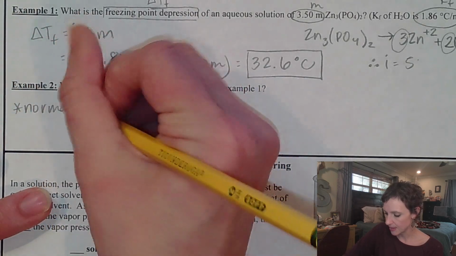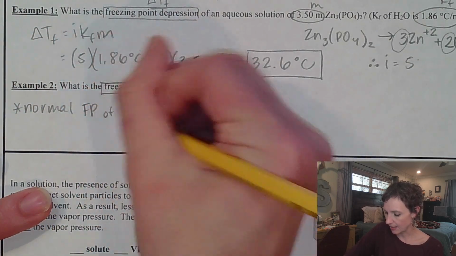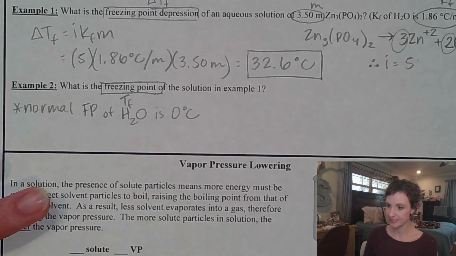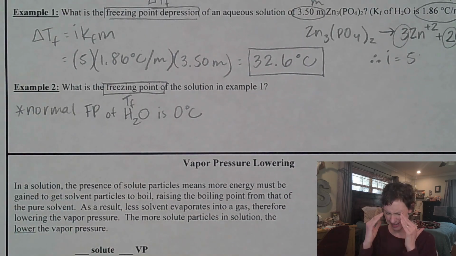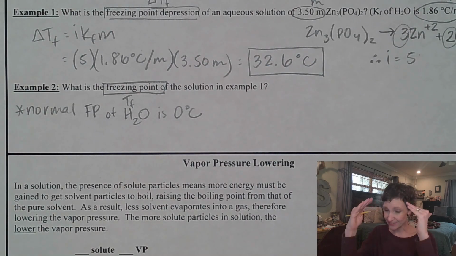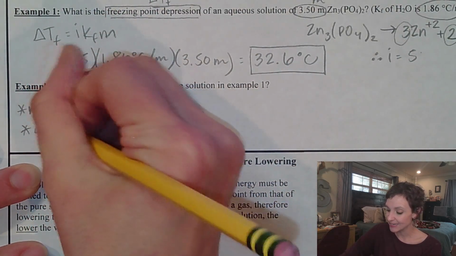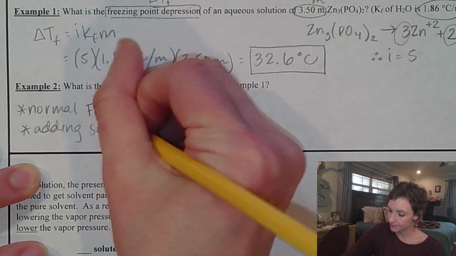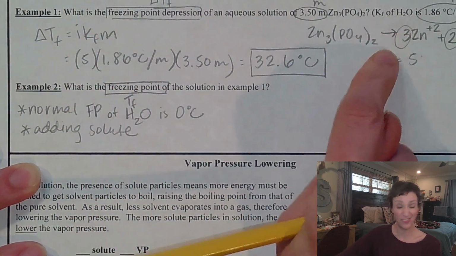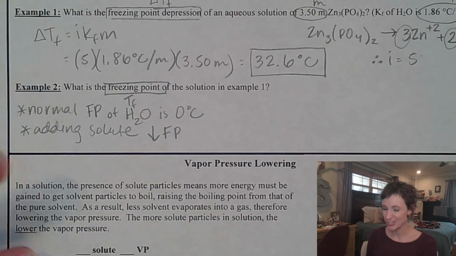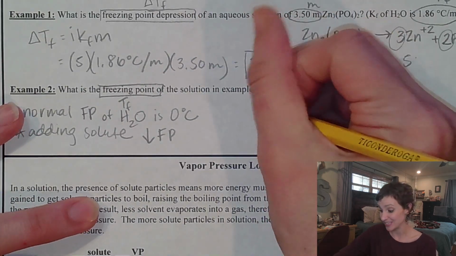Normal FP of H2O is 0 degrees Celsius. Okay, and is it elevating that freezing point, or is it depressing? Boiling point elevation, freezing point depression. So this lets me know that adding solute, meaning adding something like zinc phosphate, will lower that freezing point, which, knowing that a freezing point will be depressed or lowered, means I can make this fun statement.